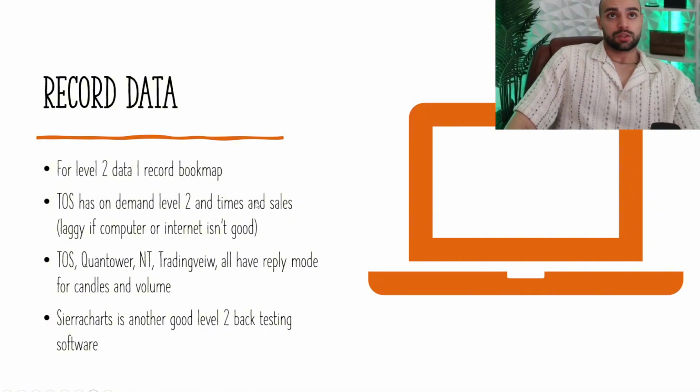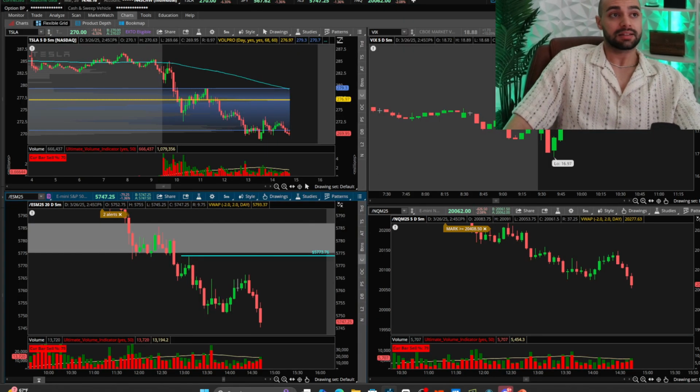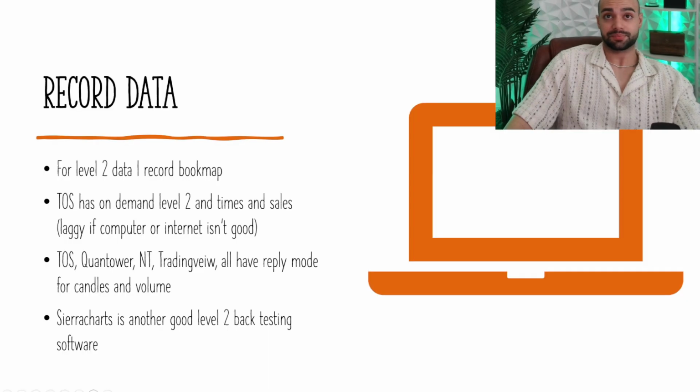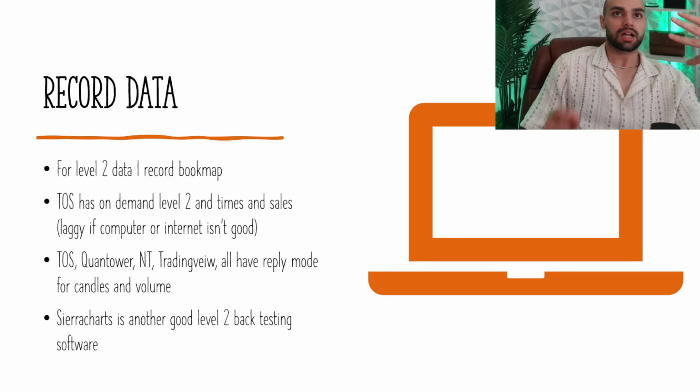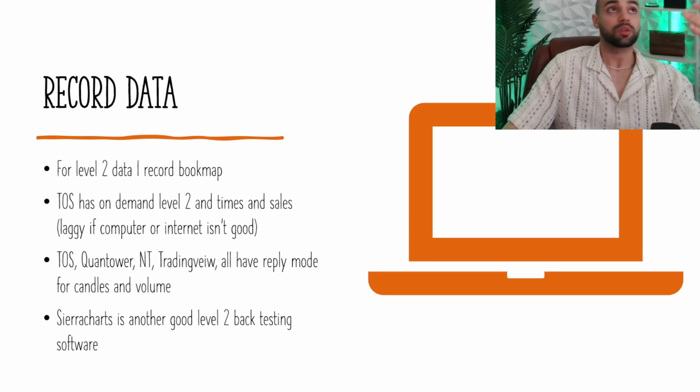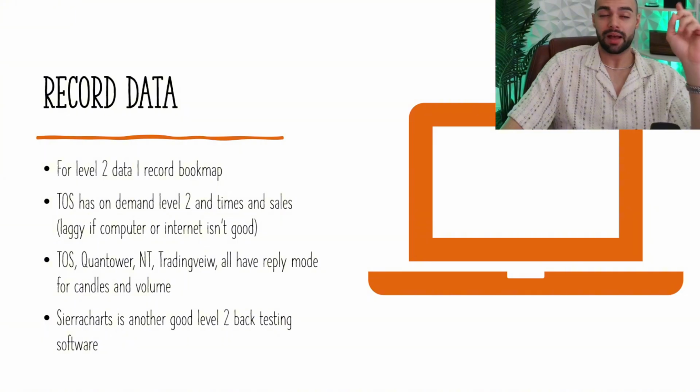I trade level 2 data. So for level 2 data to backtest, I use Bookmap, bookmap.com. Thinkorswim, this platform right here, does have level 2 data backtests, right? And you can easily use it. It has good times and sales and good level 2, but it's laggy if your computer is not good or your internet is not great. Thinkorswim will not be good. It's a heavy platform, especially when you're backtesting on demand, right?